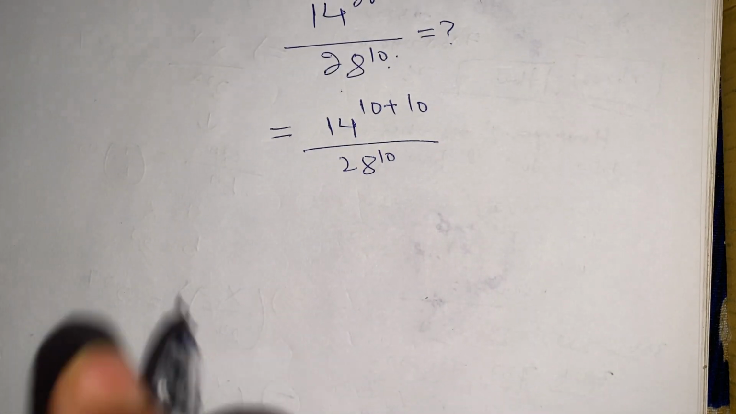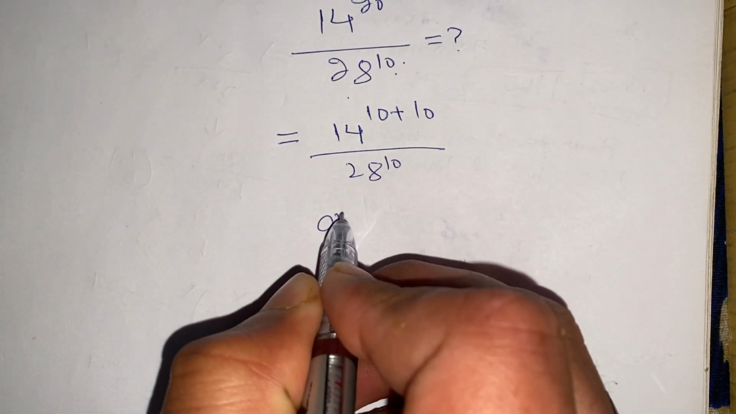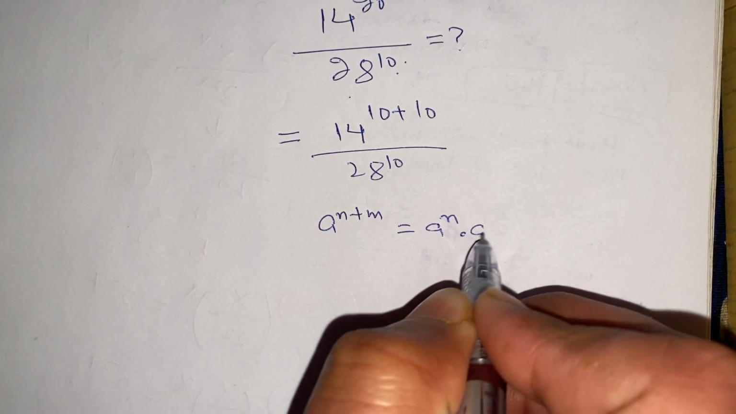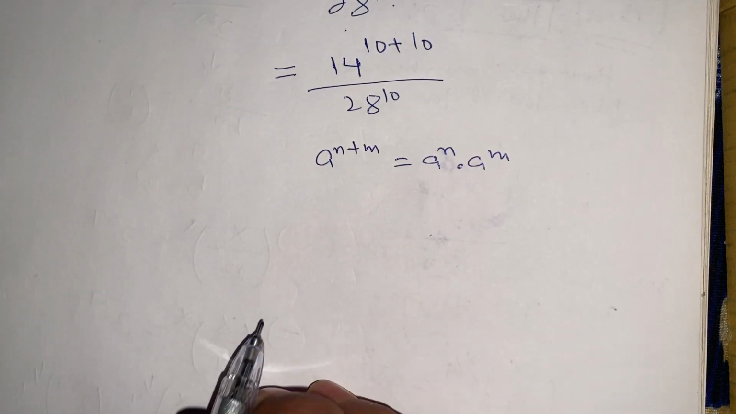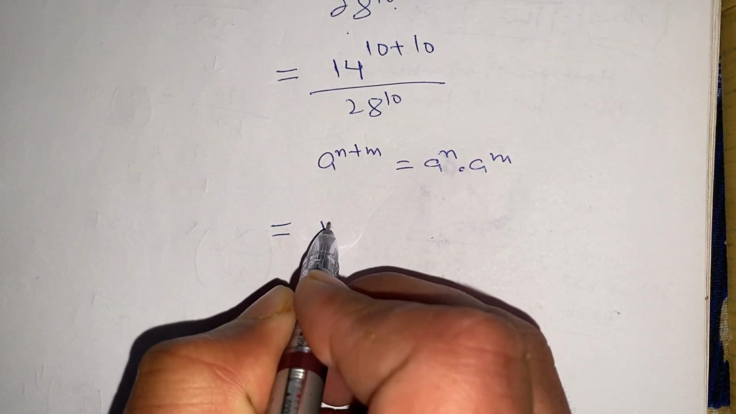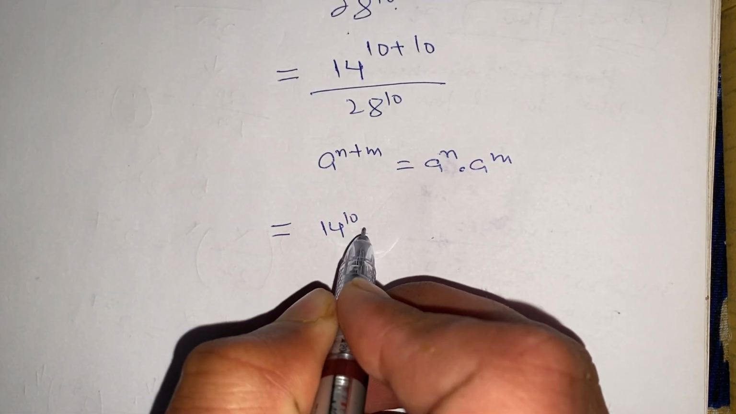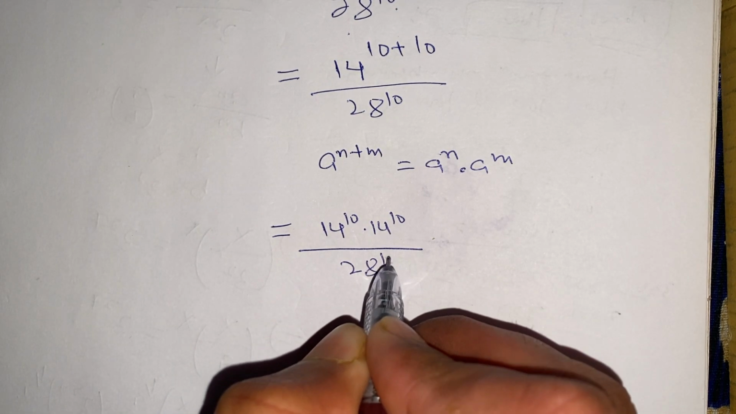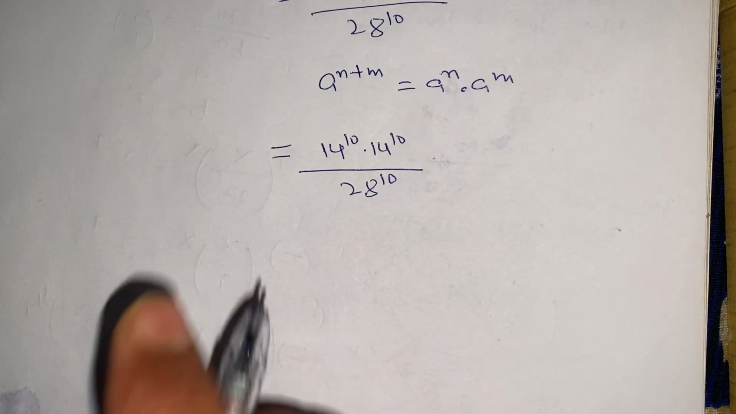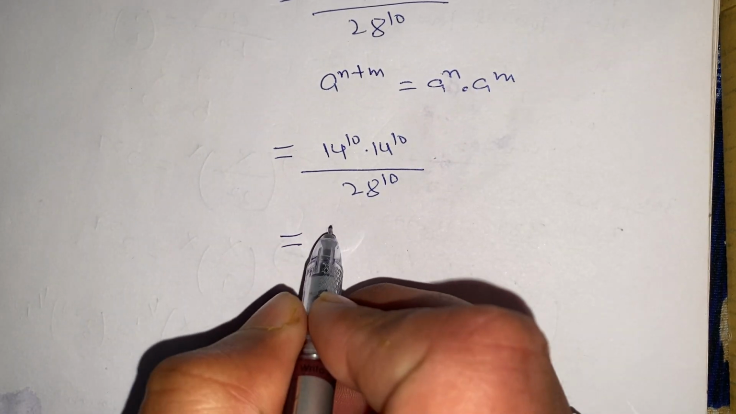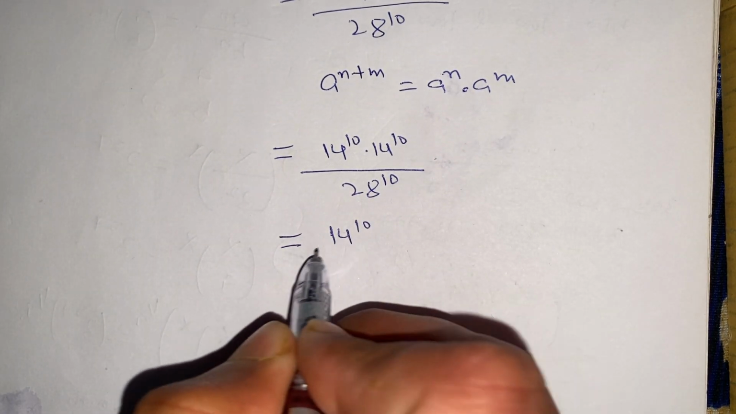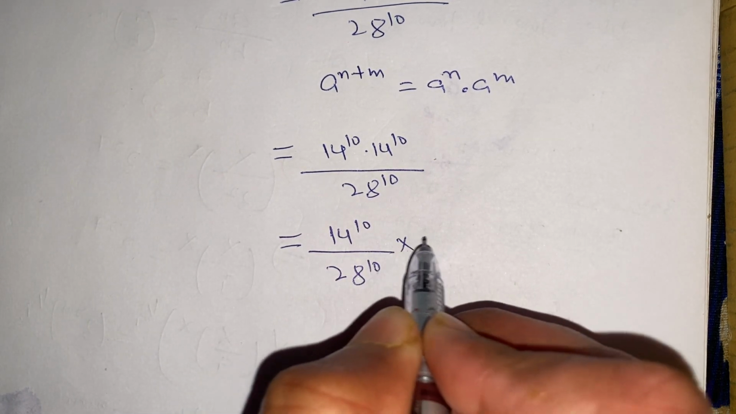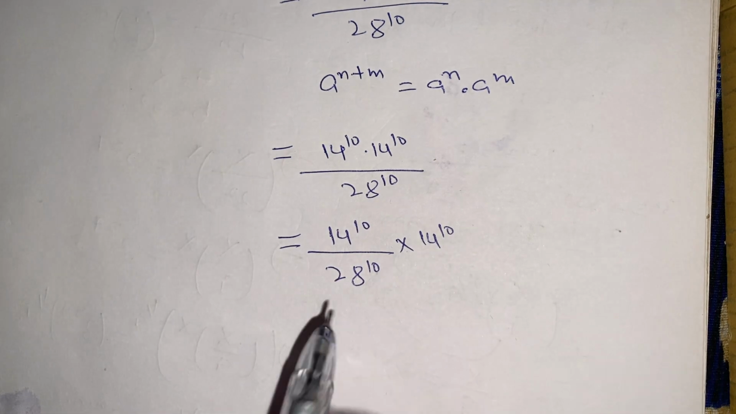Now in the next step we use an identity: a power n plus m is equal to a power n times a power m. Now on using this identity we get 14 power 10 times 14 power 10 over 28 power 10. Now in the next step we can also write it in the form of 14 raised to power 10 over 28 power of 10 times 14 power of 10.